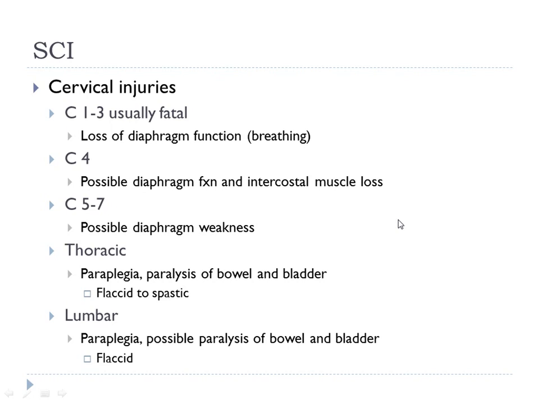A person with a thoracic spinal cord injury, we would call them, again, a paraplegic usually, and they have paraplegia below the level of injury again. So this person usually has okay respiratory function, but again, below the injury, so they'll have risks for bowel and bladder dysfunction. Lumbar, they can also have a risk of bladder and bowel dysfunction. Lumbar will also have motor weakness or motor dysfunction of the lower extremities.